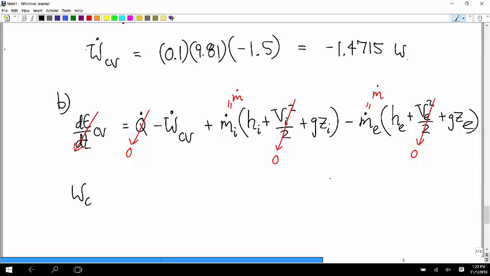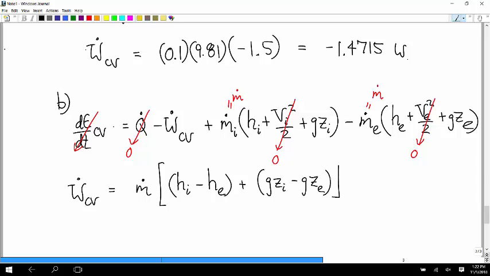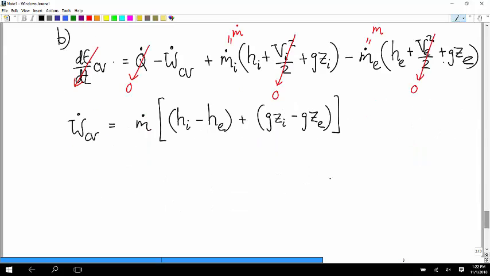We have that W dot CV is equal to m dot times the quantity (h_i minus h_e) plus the quantity (g z_i minus g z_e). Okay, so now we have this new thing, the enthalpy, and we have to figure out how to get that into the calculation. So how are we going to do that?